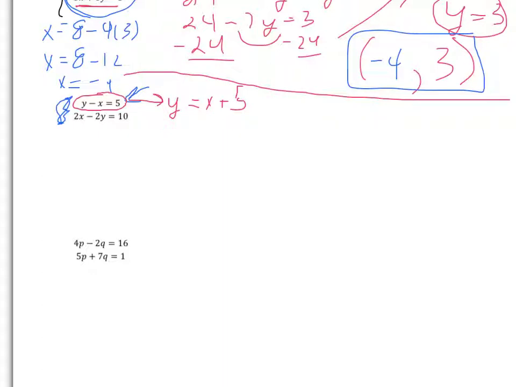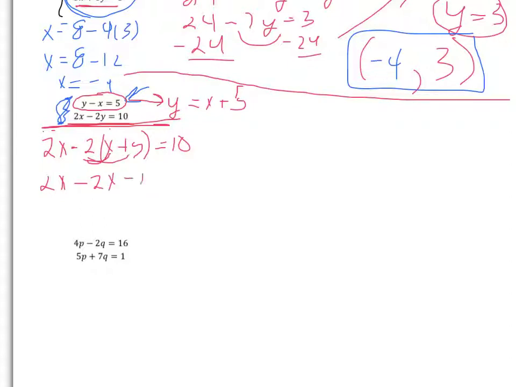Now since I've solved this for y, wherever I see a y in the second equation right here, I can plug in x plus 5, because these two things are equal. So we have 2x minus 2 times (x plus 5) equals 10. We have this equation right here that just has our single variable x. So we want to go ahead and solve this. We're going to do our distribution here. So we have our 2x, negative 2 times x is minus 2x, negative 2 times 5 is minus 10, equals 10. Combine our like terms.